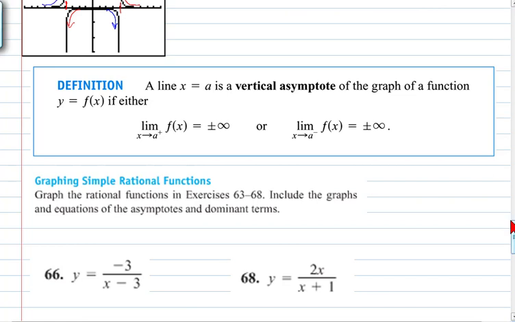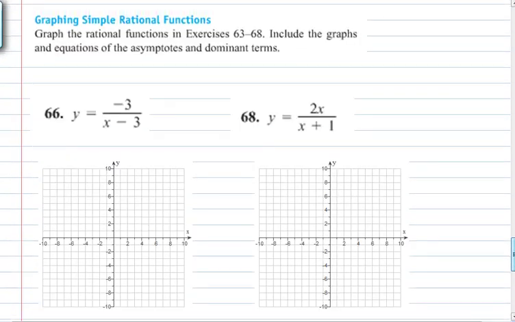Definition: a line x equals a is a vertical asymptote of the graph of the function if either the limit as x approaches a from the right or the left is going to be positive or negative infinity. That's what we just saw. Okay? Makes sense. So let's look then at graphing simple rational functions. The first thing you want to do is identify any asymptotes, horizontal or vertical.